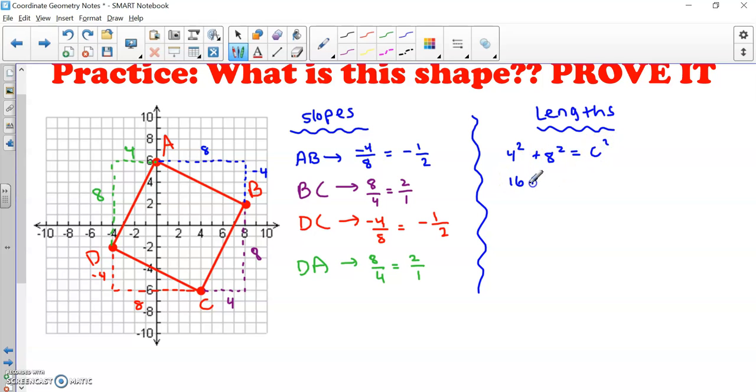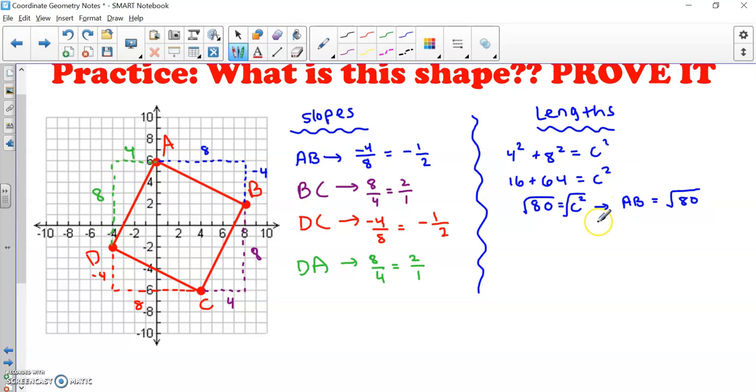This gives us 16 plus 64. And so 64 plus 16 is 80. And that's when we have to square root both sides so that we can finally get C alone. So we find that side AB is equal to the square root of 80.